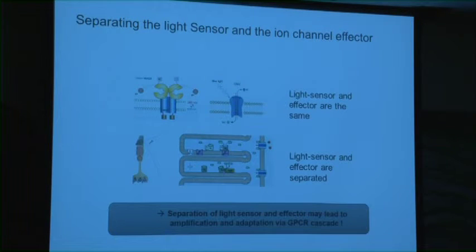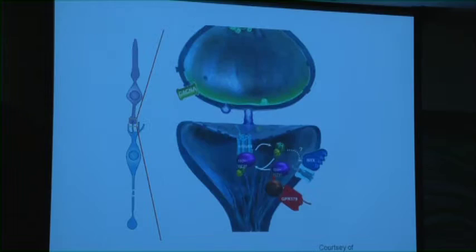So one of the thoughts of a student in the lab that's shared between Ehud Isacoff's lab and mine, Benji Gaub, is to separate the light sensor from the ion channel. And that's what photoreceptors do: they have the light sensor as rhodopsin, then they have the G protein cascade, then they finally have the ion channel in the plasma membrane. And so it may well be that if you separate the light sensor from the effector, that gives you back some of the adaptation and perhaps some of the amplification that you see in photoreceptors that you don't see in these other approaches.